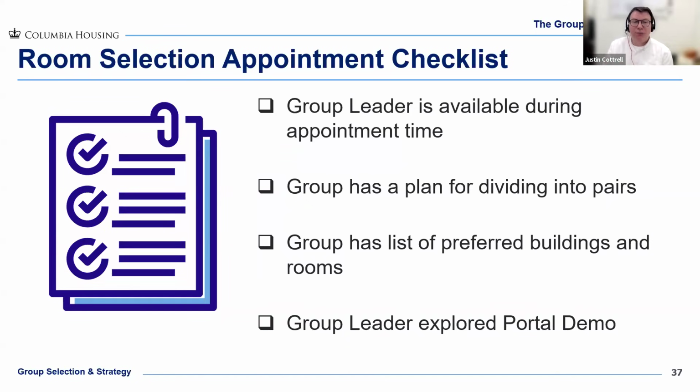Have a plan for how the group will divide into pairs if you have to choose into double rooms. Remember to pick a roommate based on living preferences and habits, not just friendships. Create a list of the buildings and even the specific rooms you want to choose. The later your appointment time, the more options you should have on the list. This list will serve as a reference for the group leader so that they're not scrambling in the event that the group's top choice is no longer available. Lastly, the group leader should explore the demo. This gives them a chance to get comfortable with the portal so there are fewer surprises during the appointment.